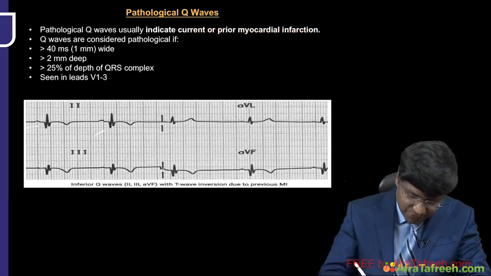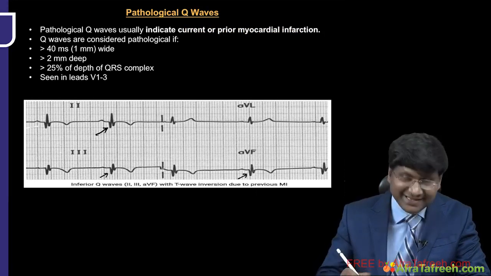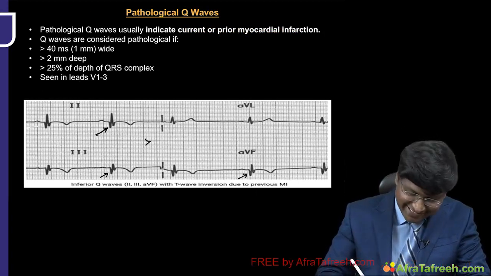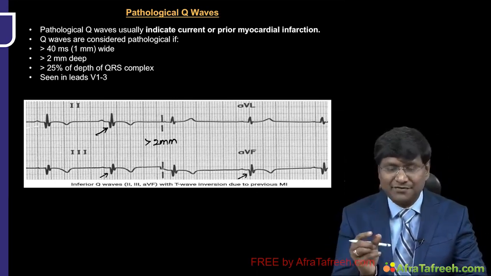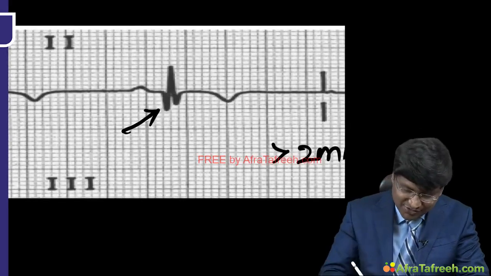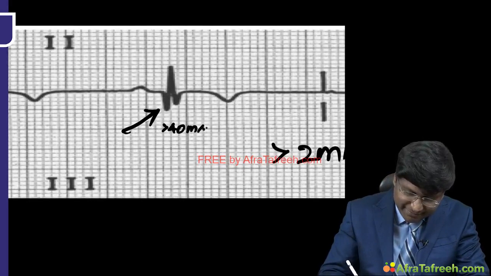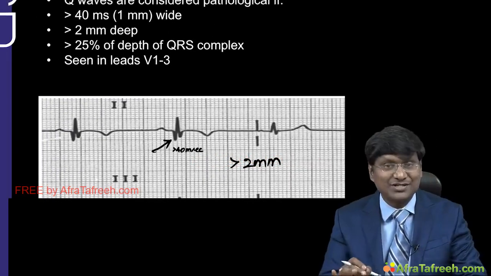Okay. So you can observe the depth of these particular Q waves in the inferior leads. They are more than 2 mm deep. Okay. And if you take the width, they are occupying more than one small box. So it is almost more than 40 milliseconds. That is also the criteria to call it the pathological Q wave.